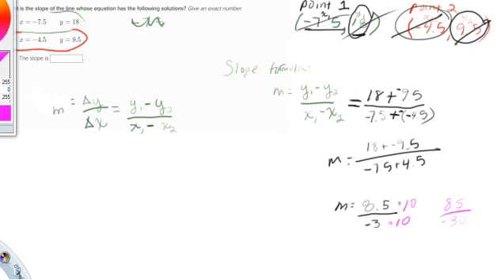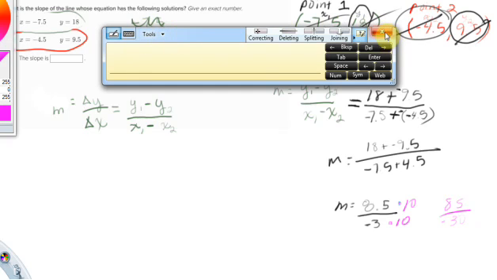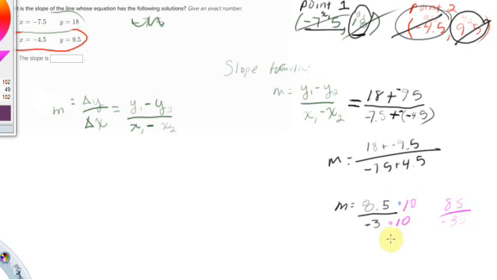Then I can reduce this. I can divide both by 5, and I would get m equals 85 divided by 5, which is 17, I think. Yeah, I think it's 17, over negative 6. We can put the negative on top and enter negative 17 over 6 as our slope.